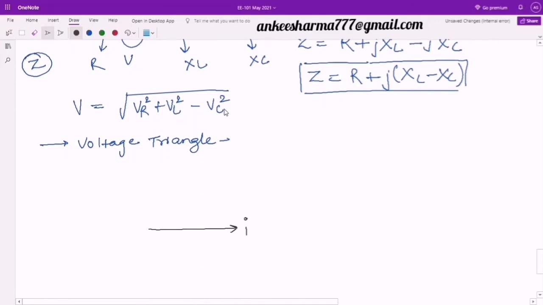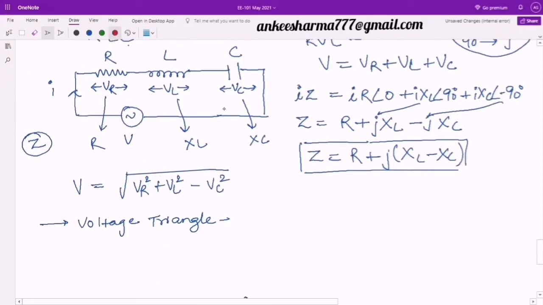Then next is VR. So my VR is exactly in the same direction as that of I, because the phase difference, or the angle, is 0 degrees. So I will assume this is my VR. This is my VR. Right. Now ये दो चीजें आ गई. अब मेरे पास दो और वोल्टेजेस हैं. कौन कौन सी? VL and VC. Now how will I plot them?